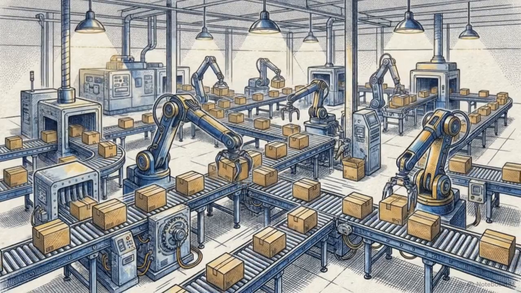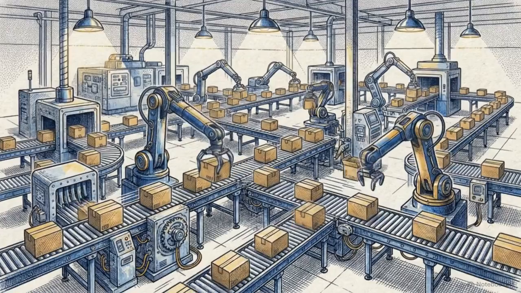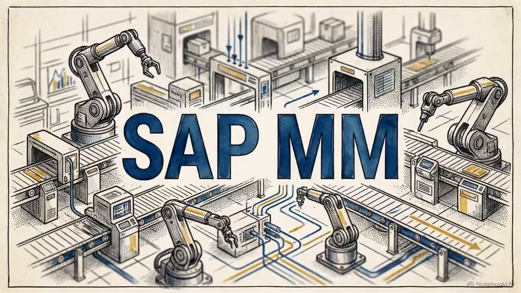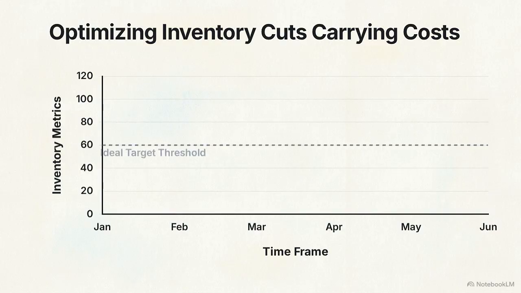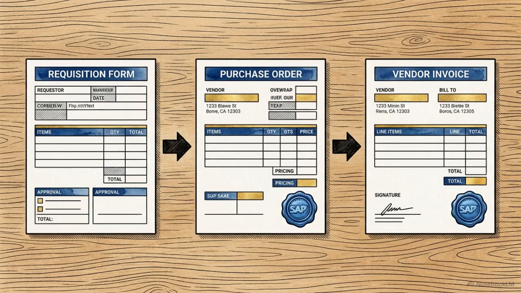If you've ever looked at a massive enterprise supply chain or the software that runs it, the sheer volume of moving parts can feel overwhelming. SAP Material Management, or SAP MM, is the core module designed to organize that complexity. It ensures that a company has exactly the materials it needs, right when it needs them, while minimizing the cost of carrying inventory. In this video, we'll trace the exact path the material takes through the system.